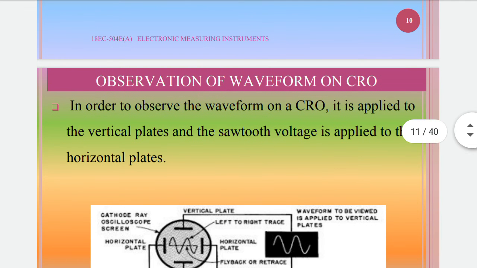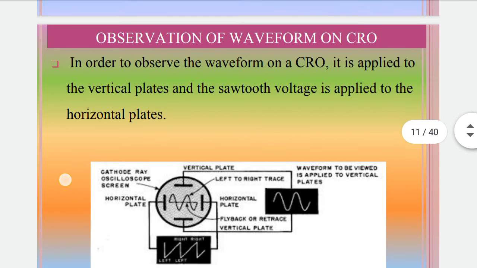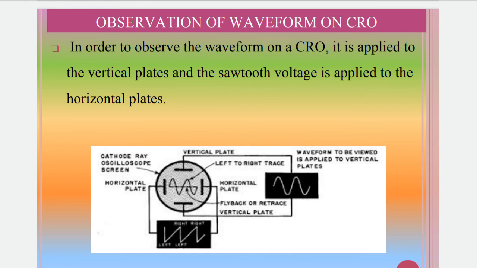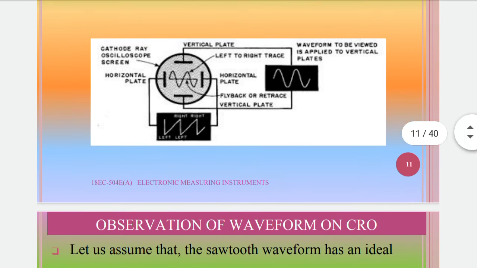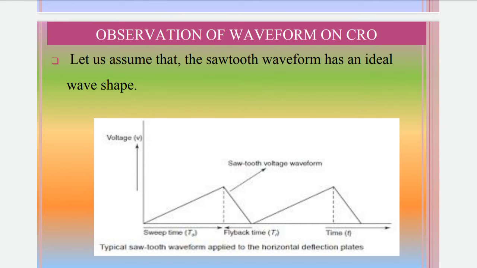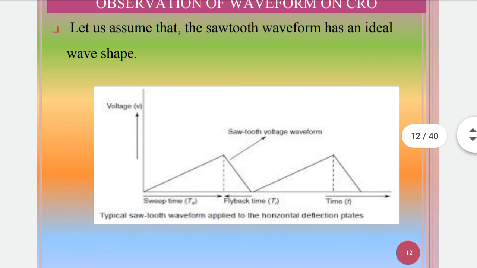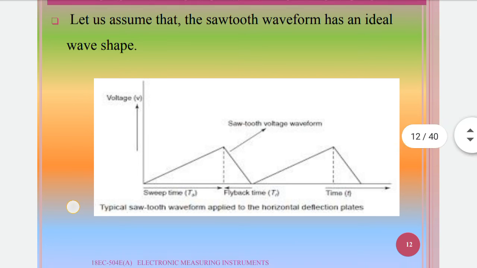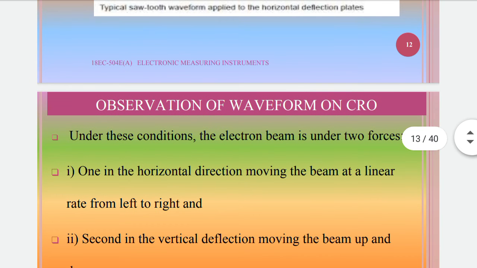So, in order to observe the waveform on a CRO, first it is applied to the vertical plates, and a sawtooth voltage is applied to the horizontal plates. First, let us assume that the sawtooth waveform has an idealized wave shape. We have taken the ideal wave shape. This is a sawtooth waveform, time period on x-axis and voltage on y-axis. You can see in the figure.